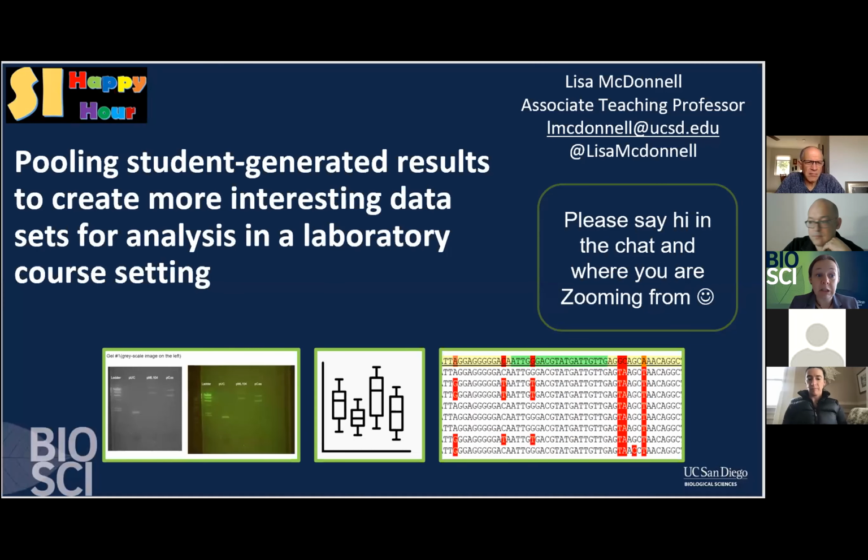A very practical topic. Just, how can we have students pool results that they generate in a lab course to create a more interesting data set for analysis, and what are some possible outcomes of that, as well as we can talk about challenges and logistics and how to get around those things.